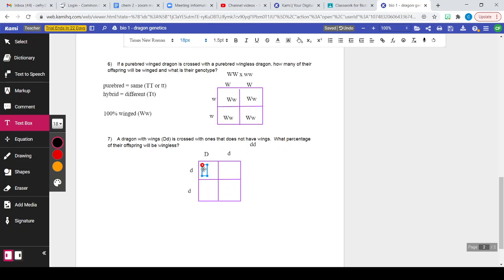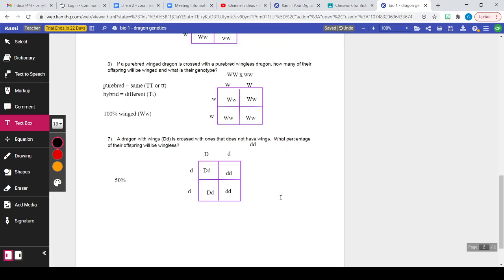Alright, so now we've got one offspring that could be heterozygous, but they would have wings, right? Wings are dominant, which means you have to have a capital letter. Here's an offspring that has no capital, so they're wingless. Here is an offspring that has that capital letter, so it's going to have wings. Here's another offspring that has two lowercase, so no wings. So what percentage of their offspring will be wingless? The answer to that is 50%.